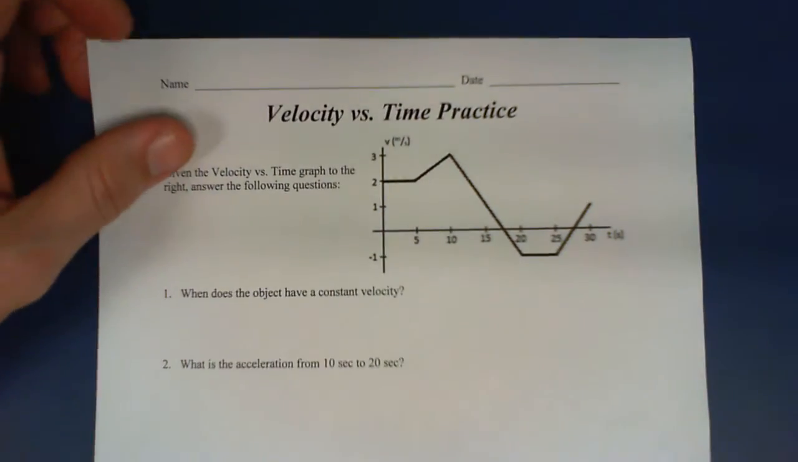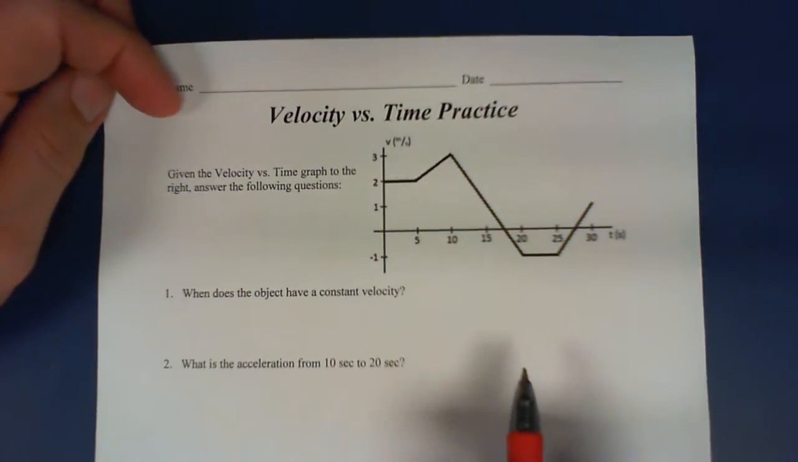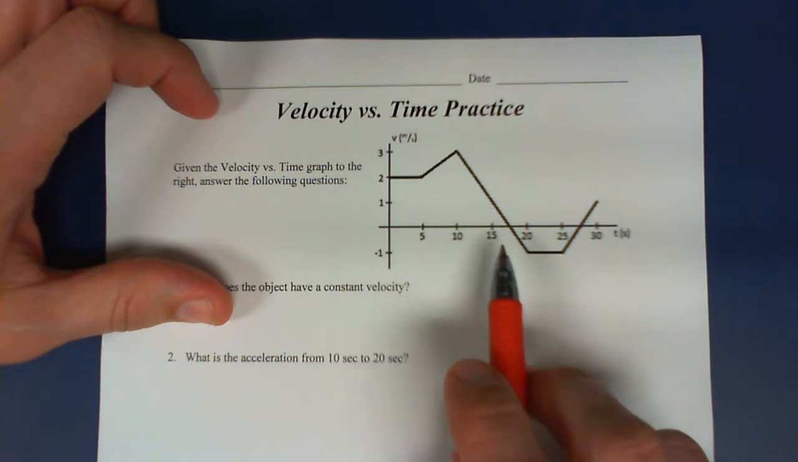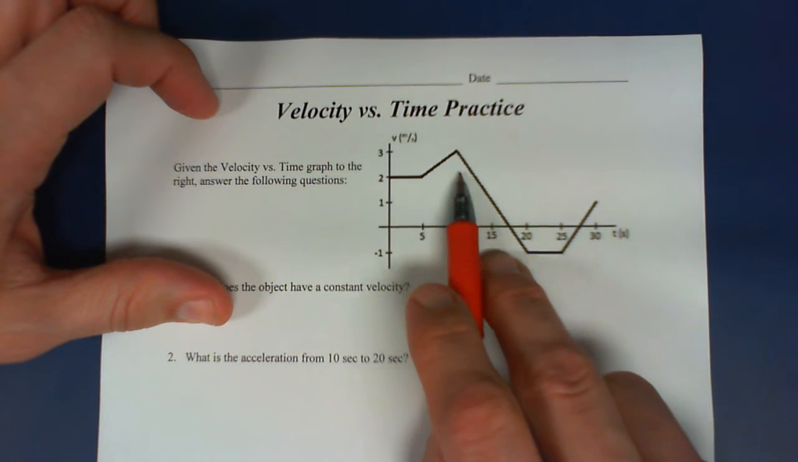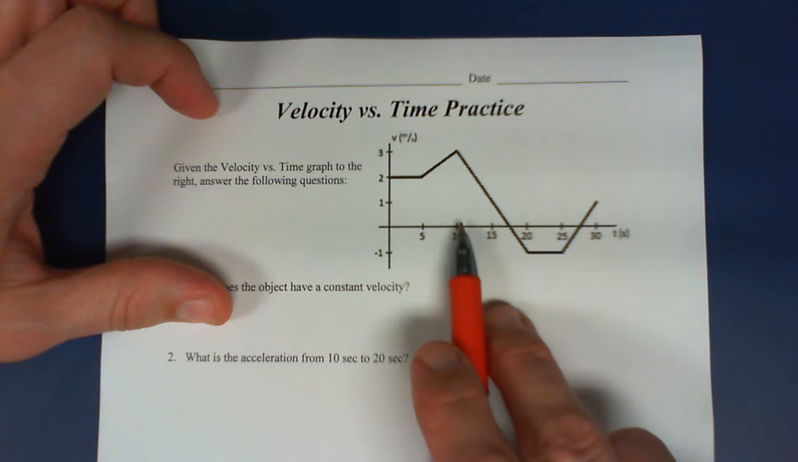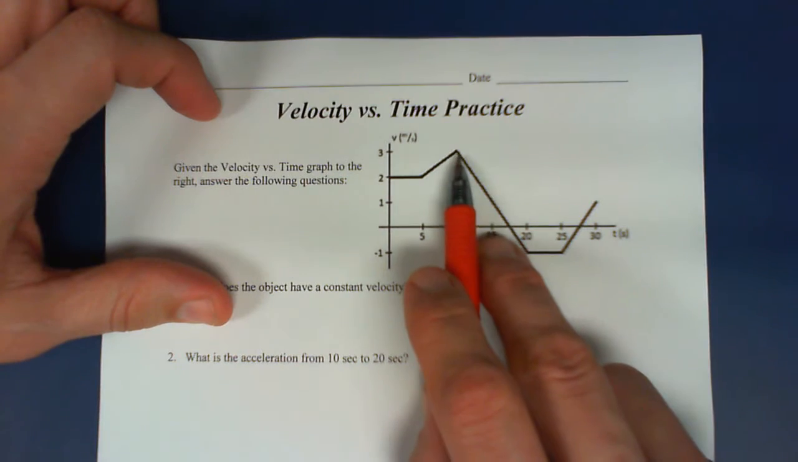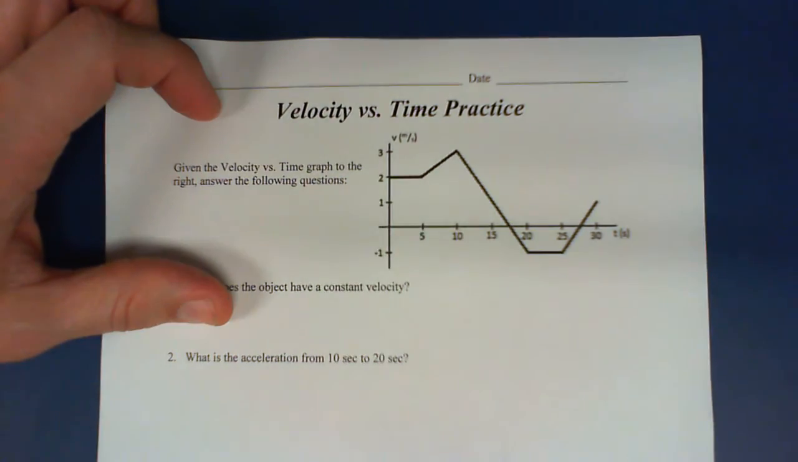All right, so in this worksheet, velocity versus time practice, we're looking at a velocity versus time graph. And whenever you have a graph like this, you can see that the 10 doesn't look like it exactly matches up with that point right there. When it's kind of vague like this and you don't really have increments in between, just assume that that is matching up with 10 and that 10 matches up with 3.